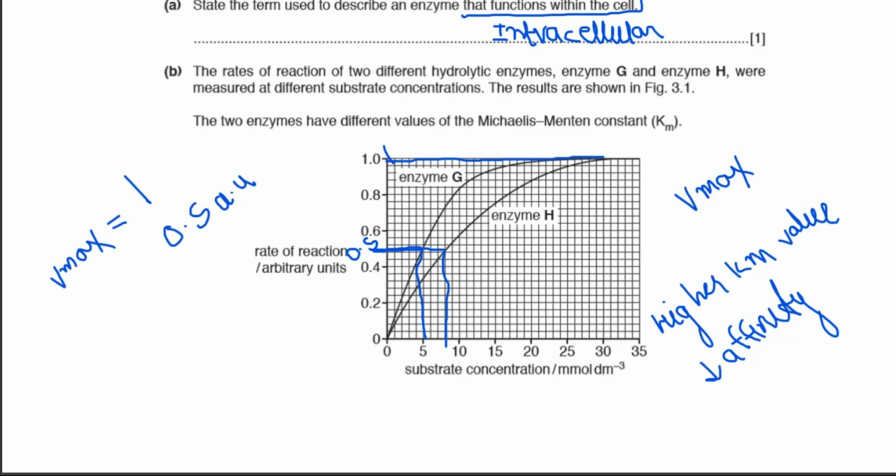Now you'll go at 0.5 and then you'll search for the substrate concentration. So the substrate concentration over here, I believe, is somewhat 8. Yeah, it's 8 mmol per dm cube. So your Km for enzyme H is 8 mmol per dm cube.